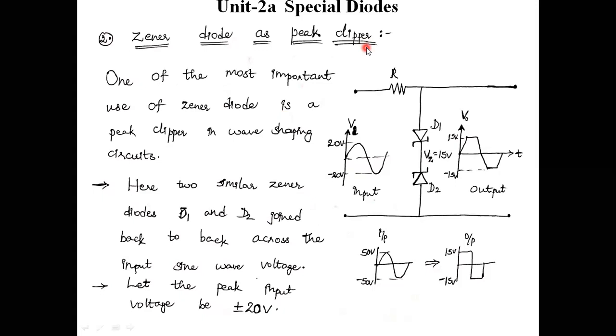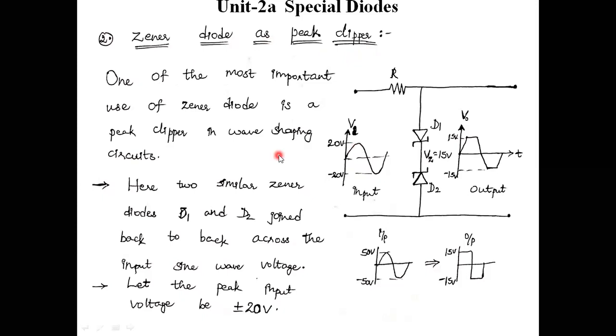Clipper means cutting of the unwanted waveform, whereas clamping means shifting of the waveform. The waveform is shifted from the 0 level to the positive half cycle side, or from the 0 level to below, the negative half cycle side. That is known as clamping. Clipping and clamping are the basic applications of a diode. From that idea, we are going for the Zener diode used as a peak clipper.